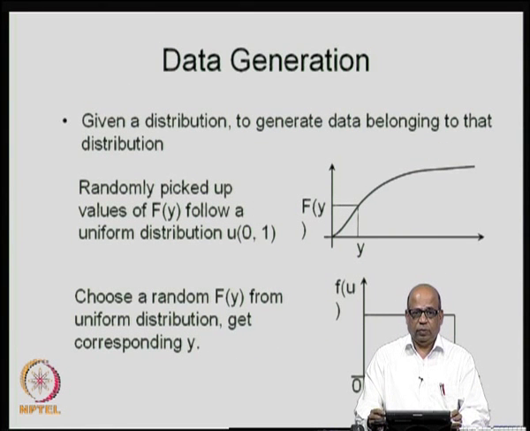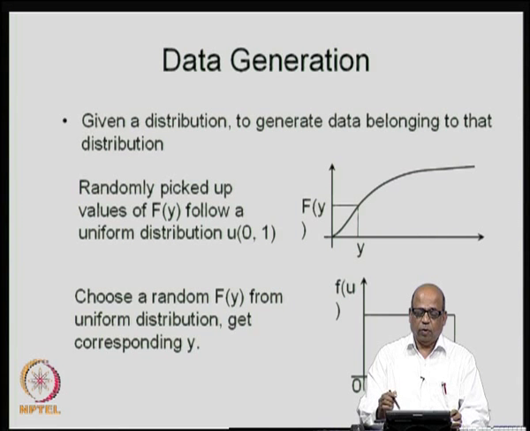So, how do we do this? As I mentioned, first we will look at the case where we know the probability distribution of the historical data and we want to generate several values all belonging to a given distribution. So, we are saying given a distribution, we want to generate data belonging to that particular distribution. This is the first simplest problem that we consider.